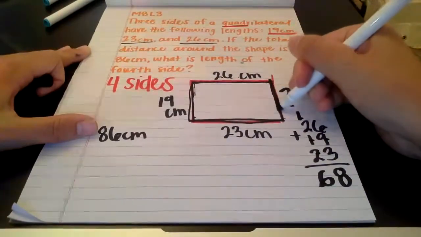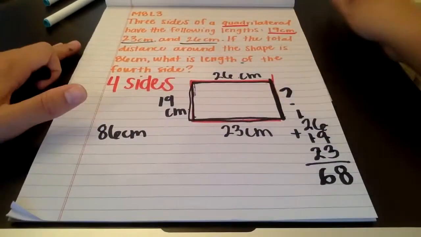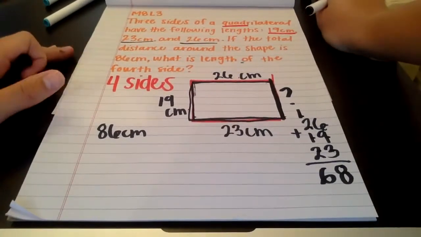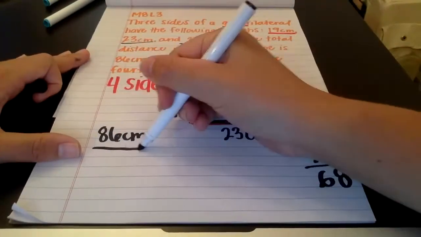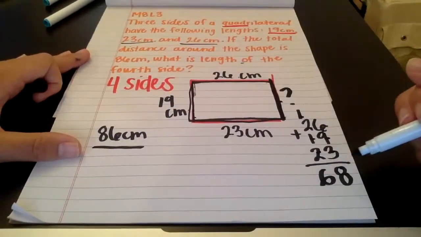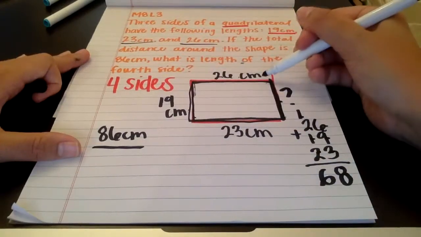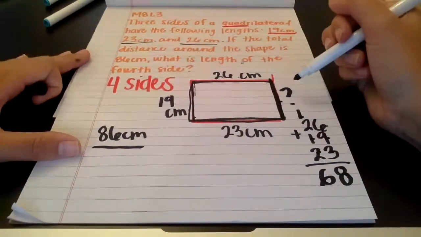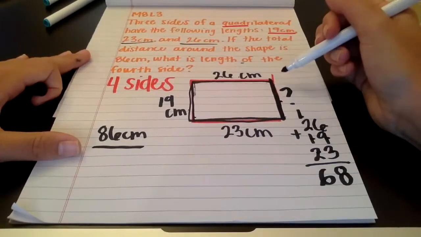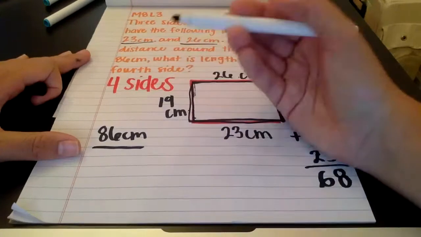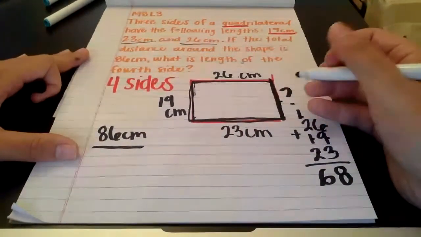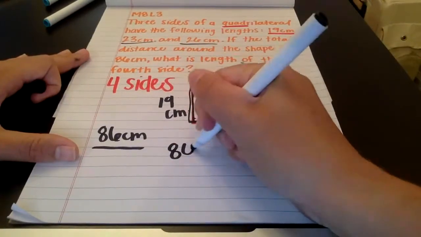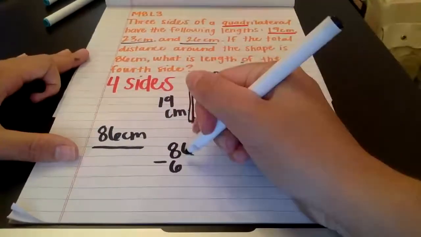So in order to find this one, I want you to pause if you haven't already done the problem and you're working it with me, and try to figure out what would we need to do now. We have 86, which is the total, and we have 68, which is all of these combined. So how could we figure out that missing side? You could also think of it as how much more do we need to get to 86? And when we hear how much more, we usually think about difference, which would be subtraction. So I'm going to take 86 minus 68.